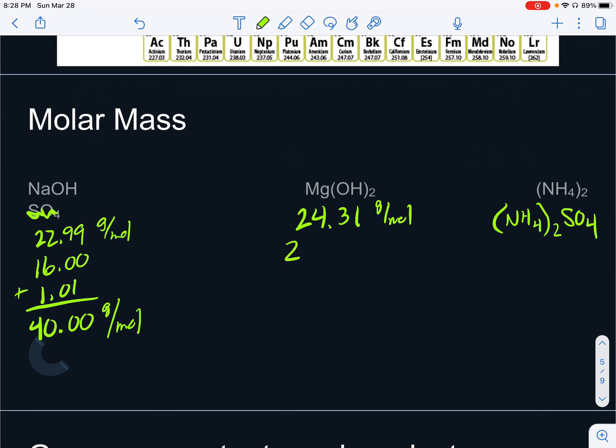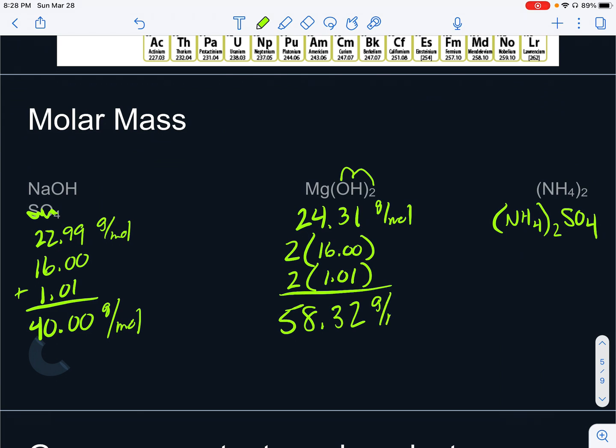I need 2 oxygens because this 2 distributes to each element inside the parentheses. So this is 2 hydroxide groups. So I need 2 times oxygen's molar mass, and I need 2 times hydrogen's molar mass. And when I add all of those up, I get 58.32 grams per mole. So magnesium hydroxide, as we would expect, is heavier than sodium hydroxide, not by a lot, but by a bit.